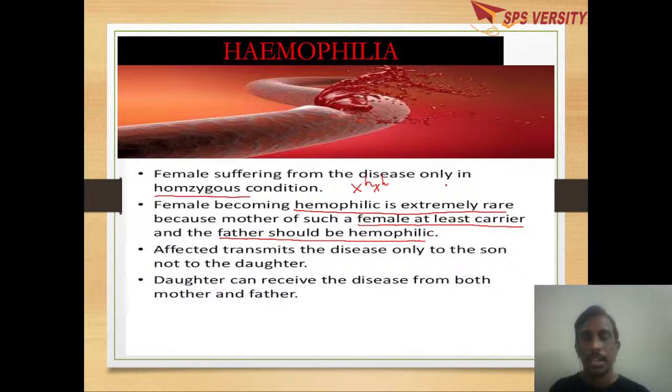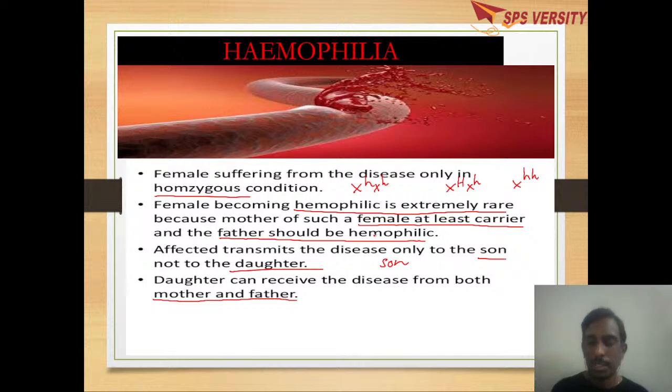That means, in a cross where mother is carrier and father is hemophilic, the chance of getting a hemophilic female is 25%. And generally an affected father transmits the disease only to the daughter, not to the son. A daughter can receive the disease from both mother and father, but it is not the case for a son. A son can receive it from the mother only, no chance from the father. That is why.